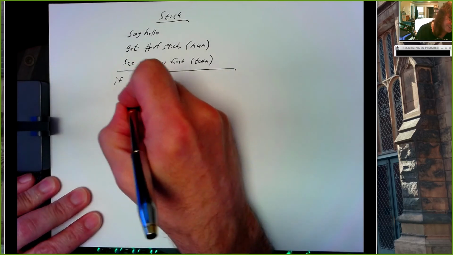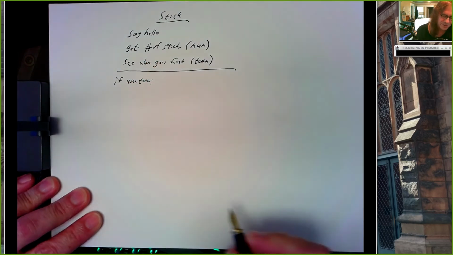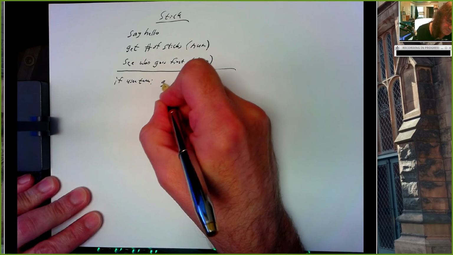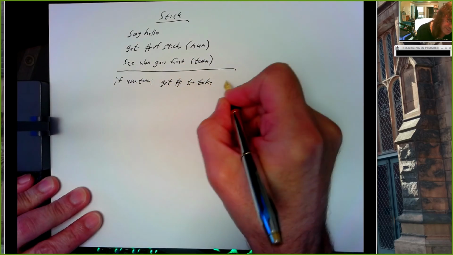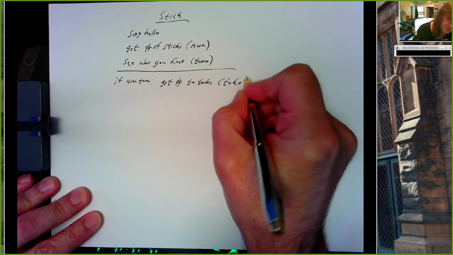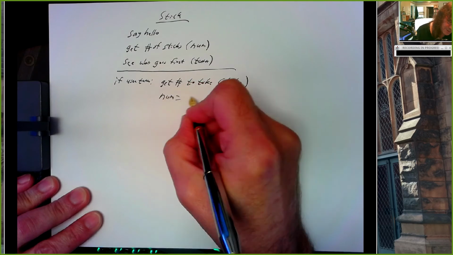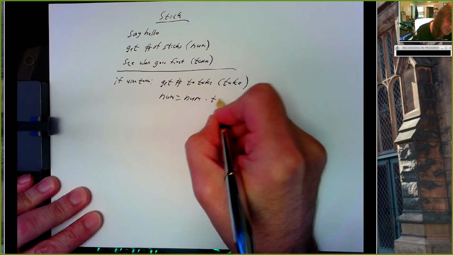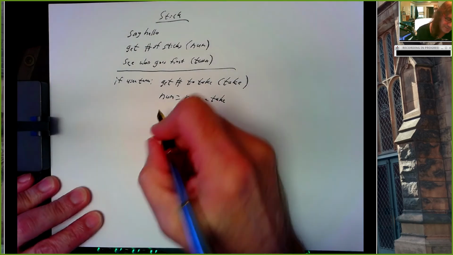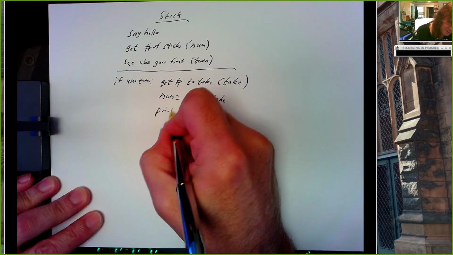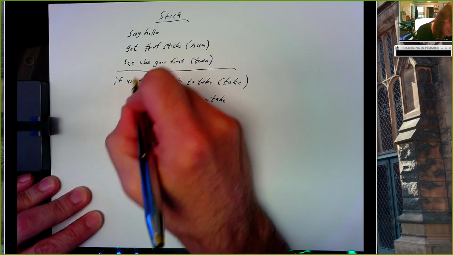So if it's the user's turn, get number to take, and I'm going to assume that's a variable called take, and then I'm going to set num equal to num minus take. So I'm going to subtract that number from the pile, and I'm going to print the pile of sticks, and I'm probably going to print the number of sticks up here also.